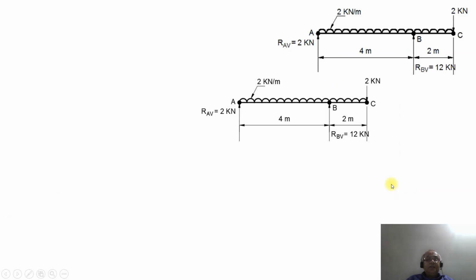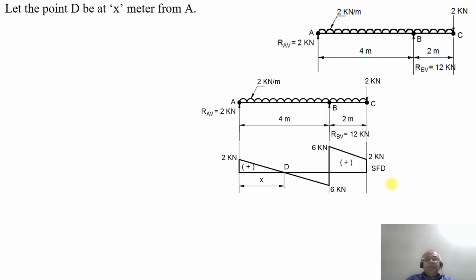So when you're considering that, let D be the point between A and B, at x meters from A. So what is SF at D? SF at D will be equal to 0, because the value of SF at that point D is equal to 0. So that is equal to plus 2 minus 2 into x equal to 0. So 2 into x will be equal to 2. Therefore, x is equal to 1 meter from A.